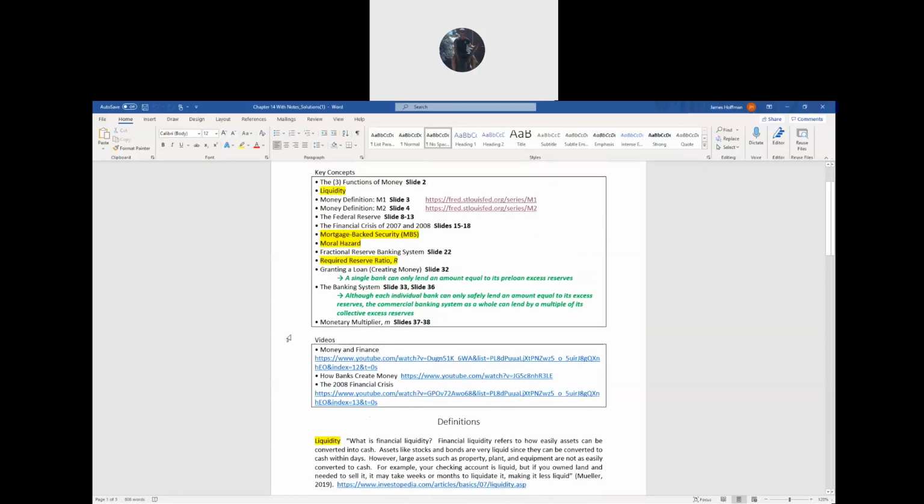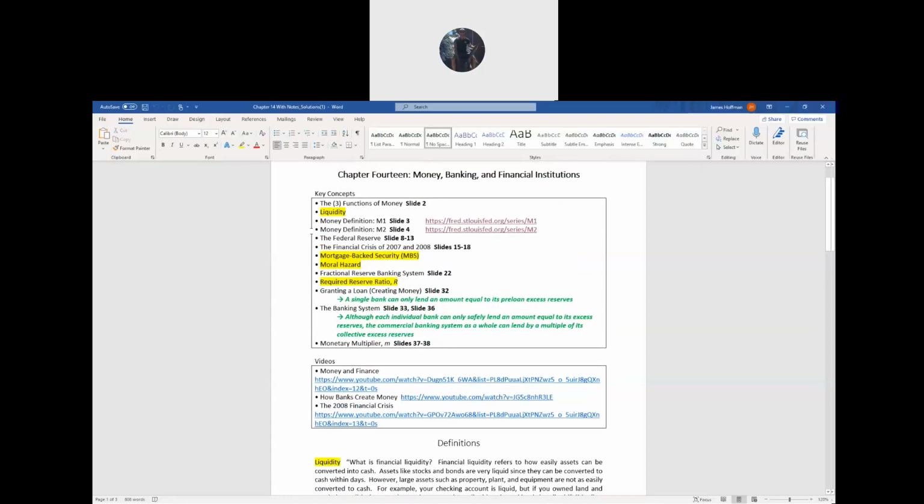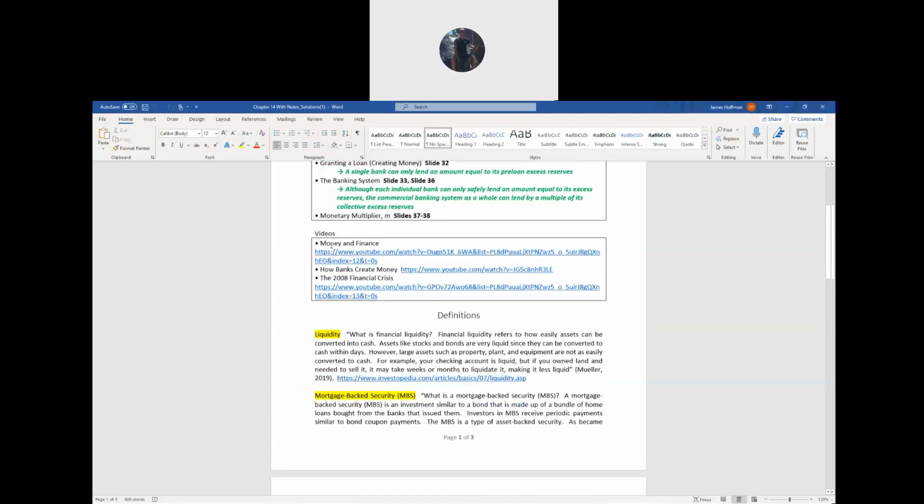Okay, so a lot of good stuff and a lot of key terms in this chapter, and you've got some optional videos, money and finance. This is a nice quick one, how banks create money, and there's another 10-minute one on the financial crisis, so you can take a look at those. I think this one's like 10 minutes, this one's just a few minutes, and this one's probably another 10 minutes, but if you get a chance, there's some good stuff there.